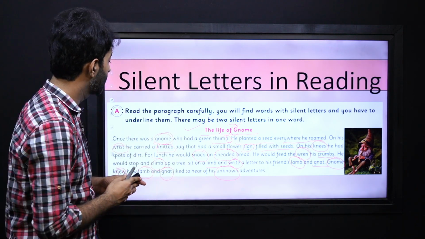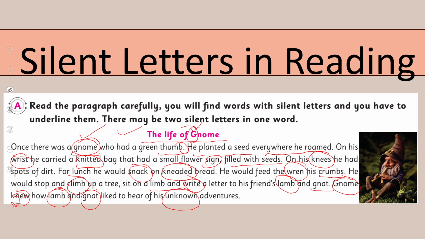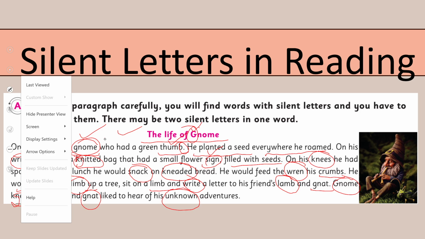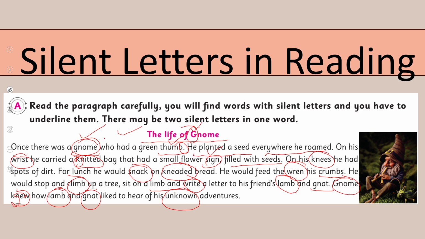Let's look at them one by one. Here, gnome, the G is silent. In thumb, B is a silent letter. And in sign, G is silent. In knitted, K is silent. In wrist, W is silent. And knees, K is silent. Snack.